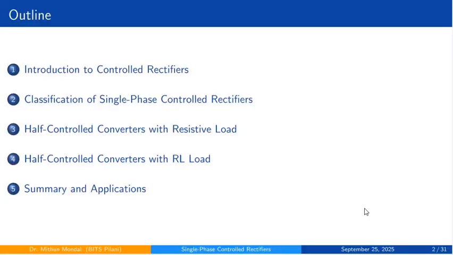So first we will introduce the control rectifiers and see how they are different from the uncontrolled rectifier. We'll classify the single phase control rectifier among different categories which we will cover over the lectures. For the half controlled converters using the resistive load, we will do the analysis and see the performance characteristics. The same we will do with the RL load, and then we will conclude with the summary and the applications.